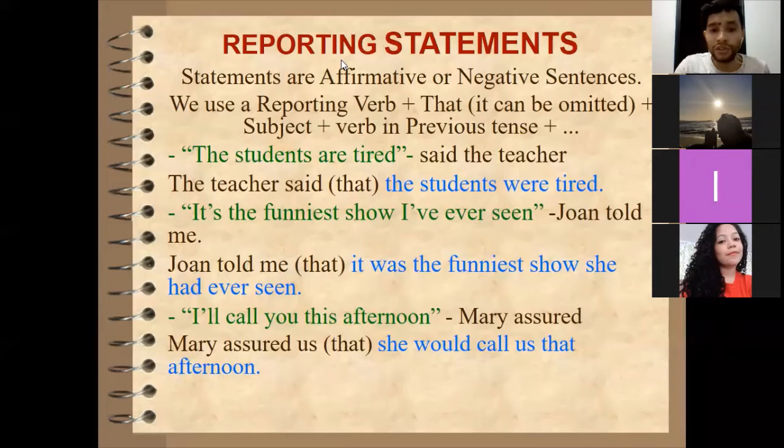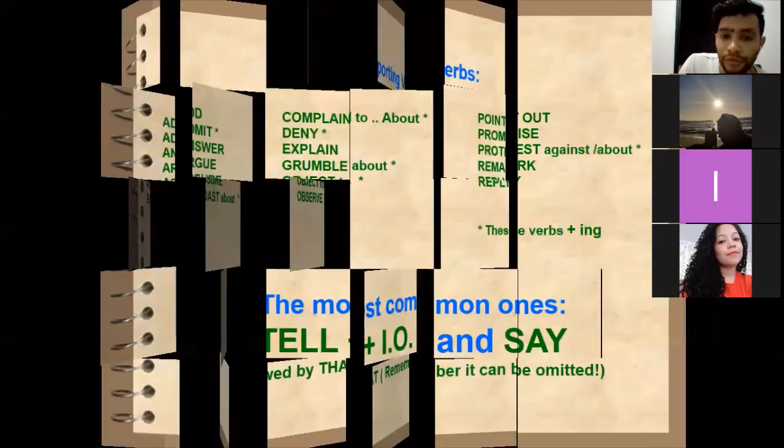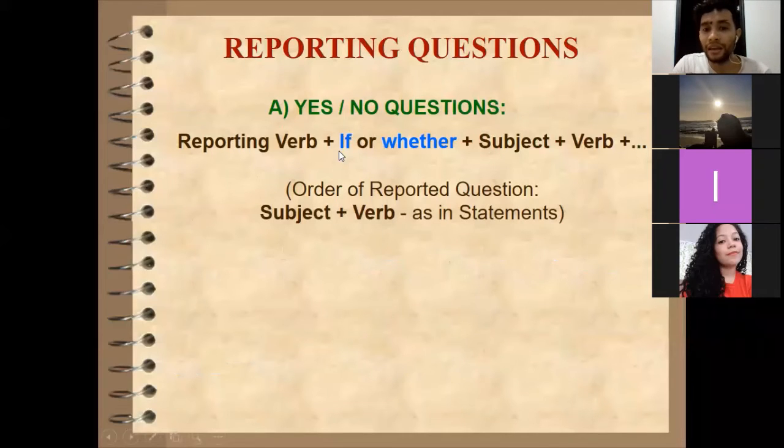All right. We don't use "that" in these examples, right? Because they are not statements. We use "that" for statements. But in the case of questions, or in the case of yes/no questions, we use "if" or "whether", right? If or whether.